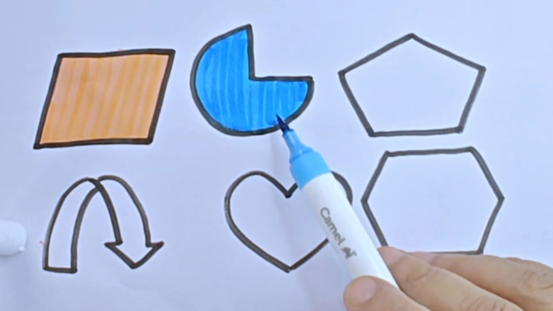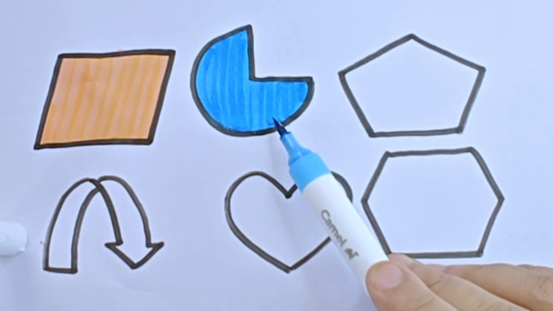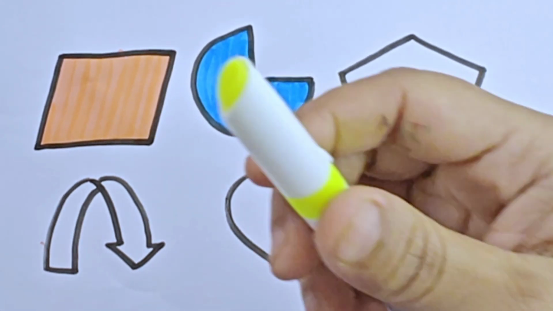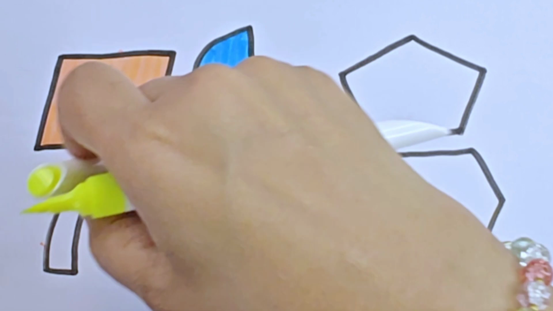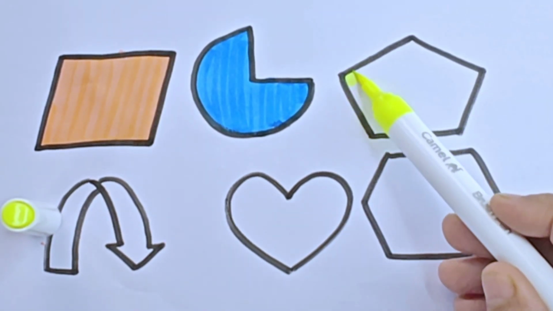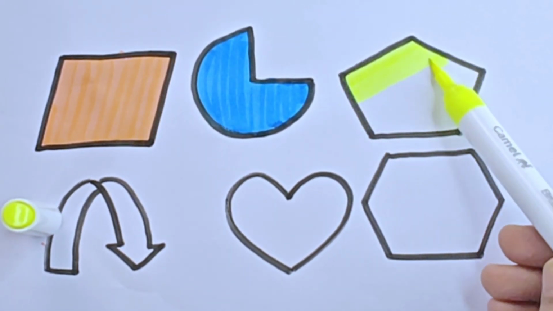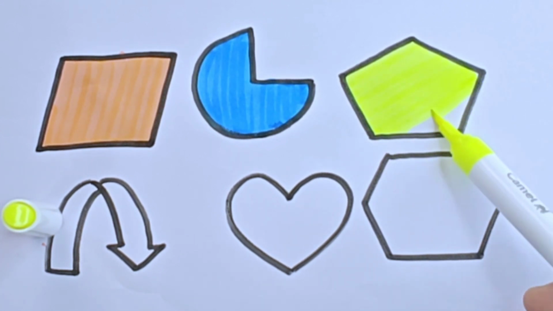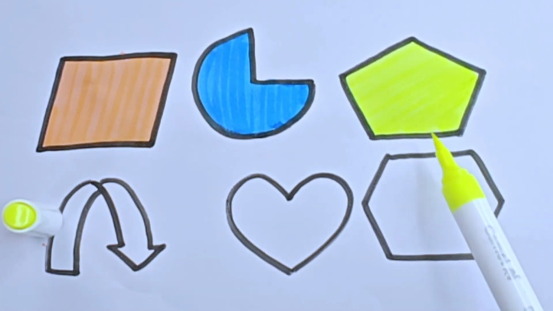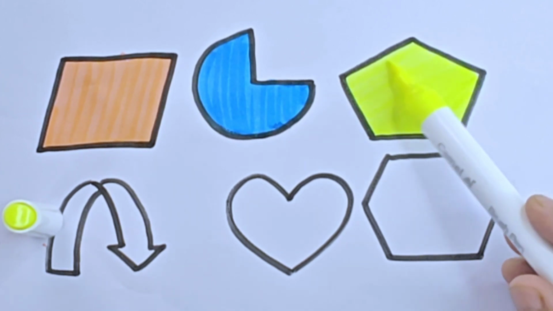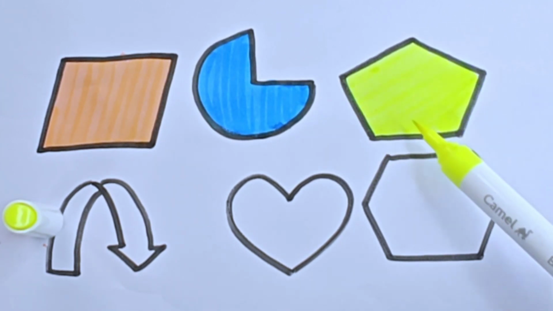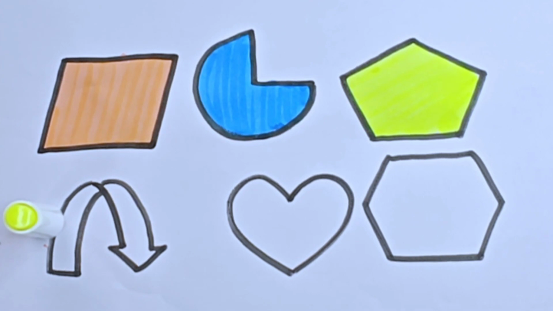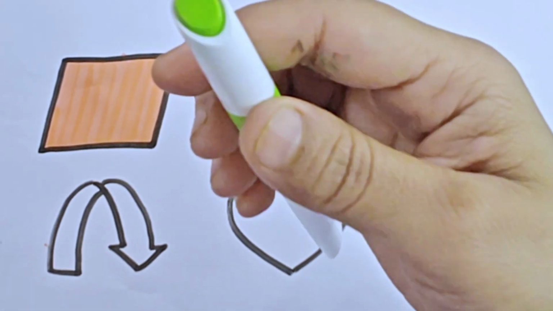This shape is partial circle or pi. It is a 2D shape. It is fluorescent yellow. It is pentagon. It has 5 sides. 1, 2, 3, 4, 5. It is a 2D shape. It is light green color.